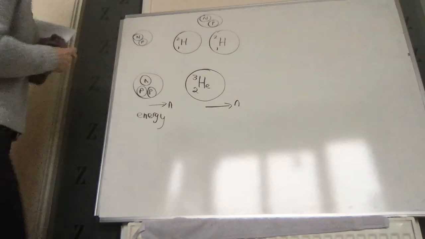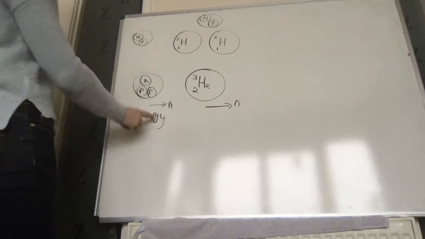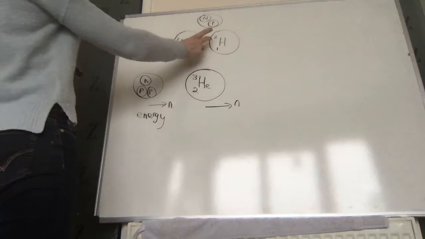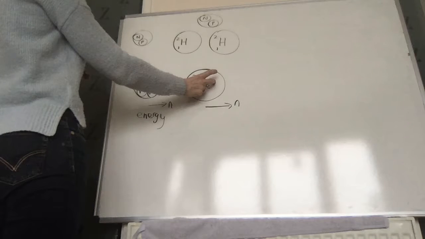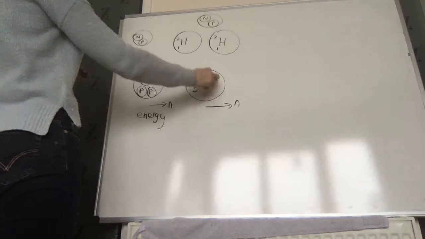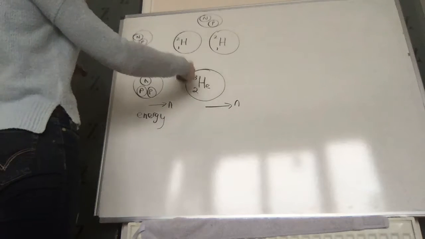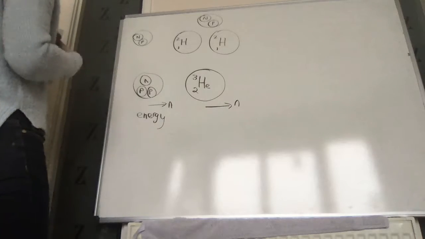Okay? Now, that energy is released because the masses of the two individual nuclei is actually less than the mass of the combination of the two. But we'll talk about that later.